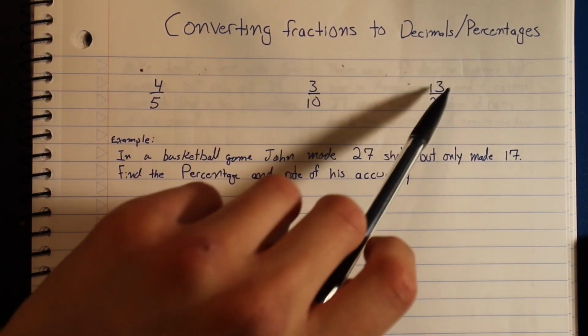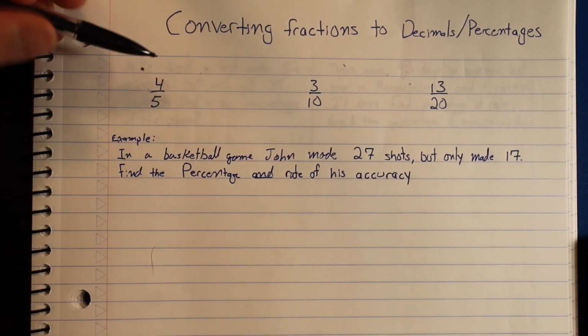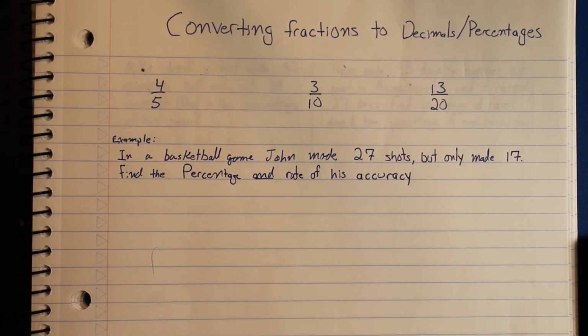Converting fractions to decimals or percentages. So how do we convert fractions to decimals and percentages? It's actually pretty easy. We have a couple of examples. We'll start with 4 over 5. So for 4 over 5, what do we do?